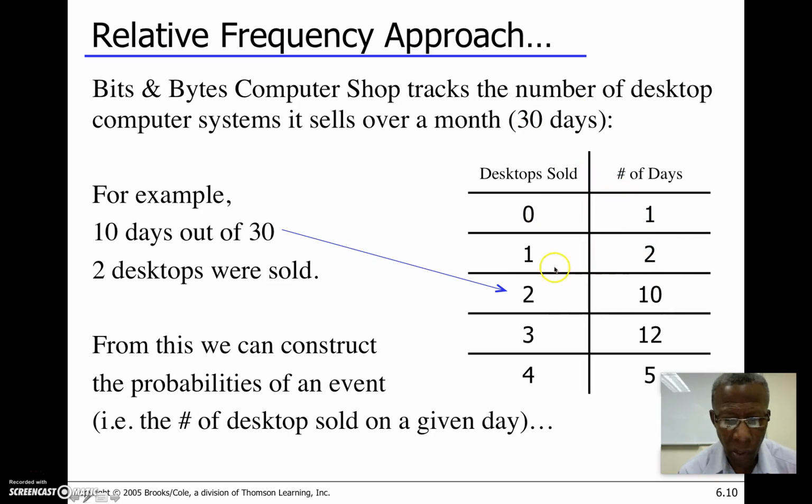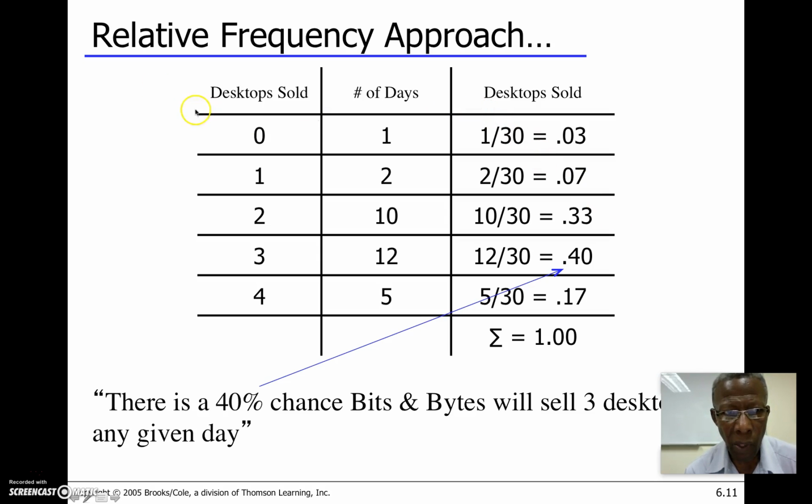2 days out of 30 you sell one computer. 10 days out of 30 you sell 2 computers. 12 days out of 30 you sell 3 computers, and 5 days out of 30 you sell 4 computers. So with these data, in terms of the number of days where you sell n number of computers, you can calculate the probabilities as shown in this table. As we turn to this actual table shown here, we recall that the number of days is 1 day out of 30 you sold no computers.